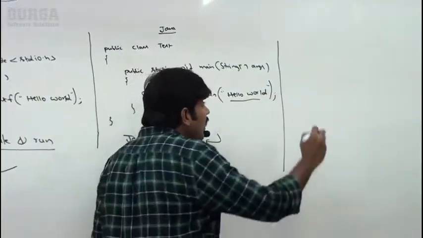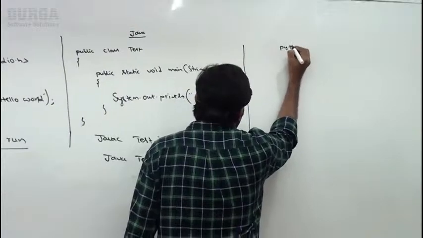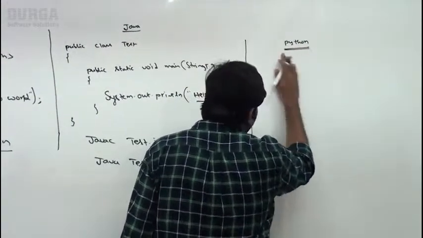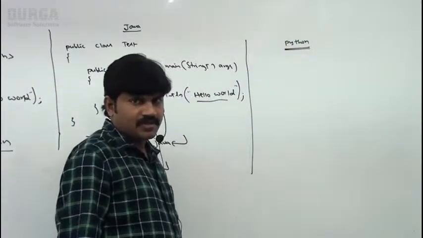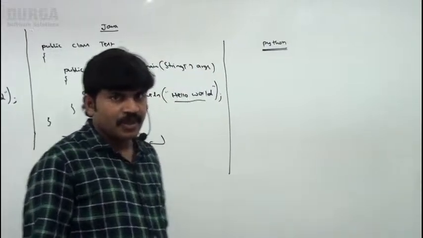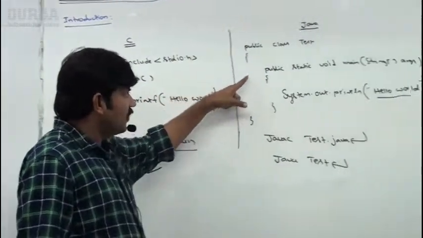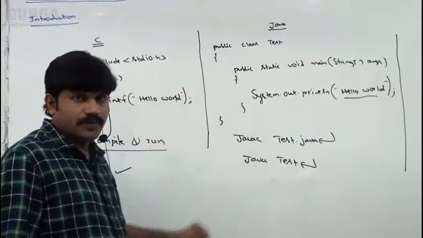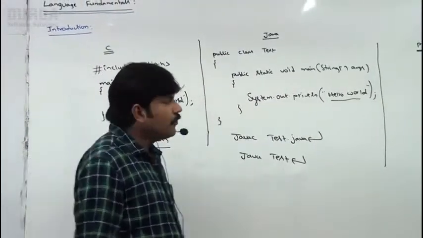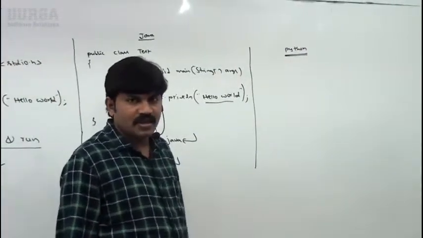Now if it is Python, how many lines of code do we have to write? Can you please guess? If it is C language, almost 4 or 5 lines. If it is Java, almost around 7 lines of code we wrote. Can you please confirm, if it is Python, how many lines of code are required?